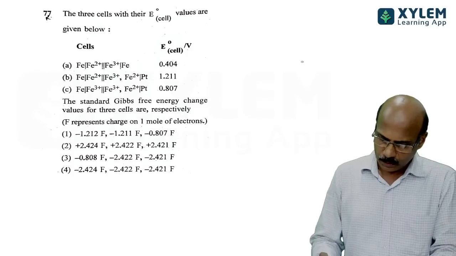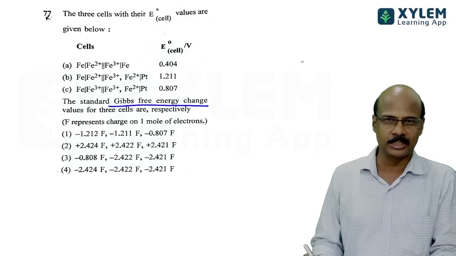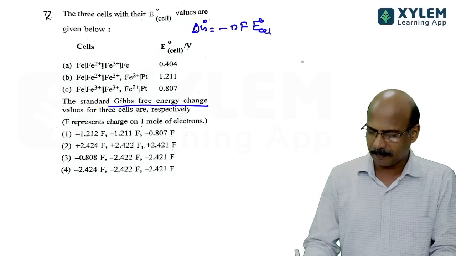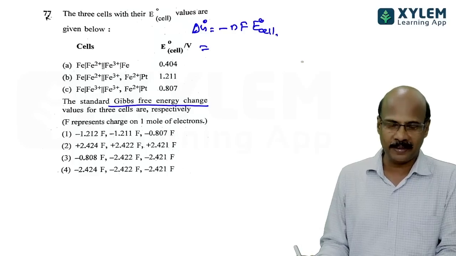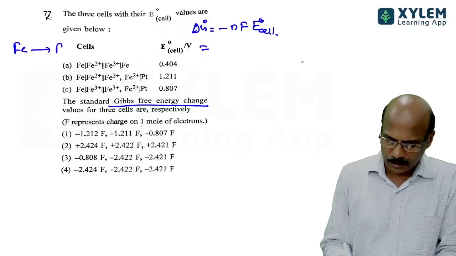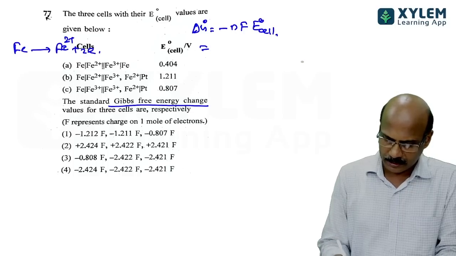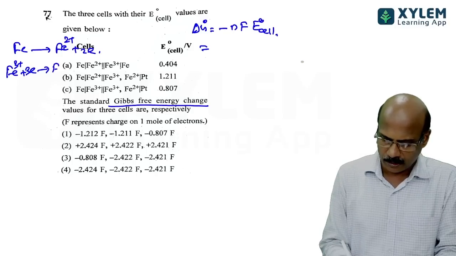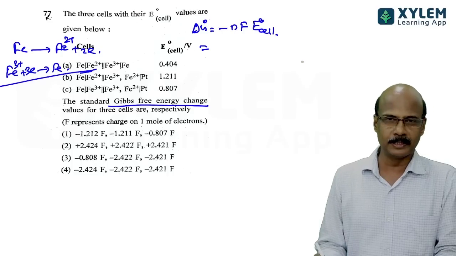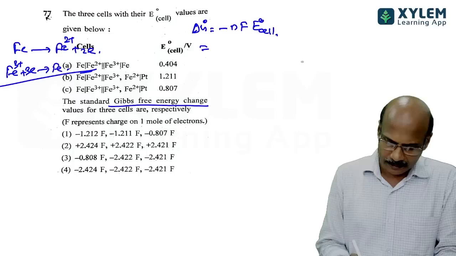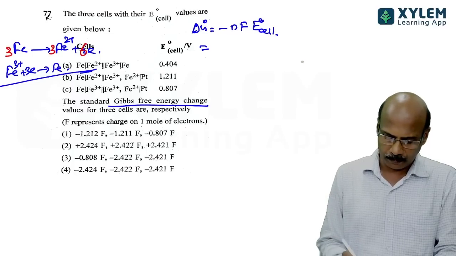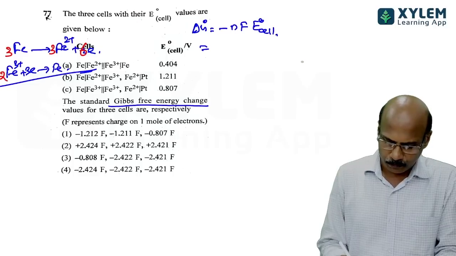What is asked here? You want to find out the Gibbs energy change, delta G naught. We know that delta G naught equals minus nFE naught cell. And in the first case, what can be n? The cell given is Fe gives Fe2+ as the anode reaction in the first one, and the cathode reaction is Fe3+ + 3e gives Fe. To cancel the electrons, what will you do? You can multiply the first one with 3. So 3Fe gives 3Fe2+ + 6 electrons, and the second equation multiplied by 2: 2Fe3+ + 6 electrons gives 2Fe.